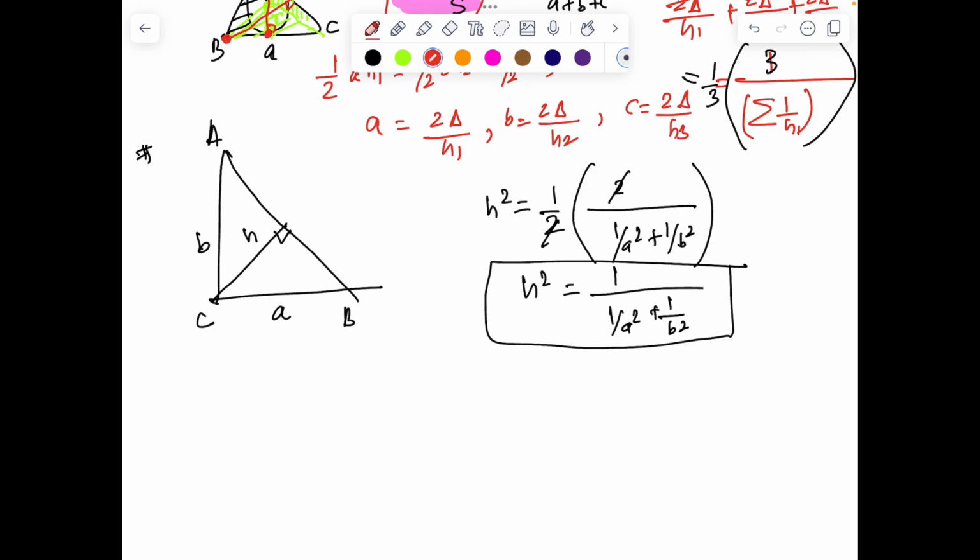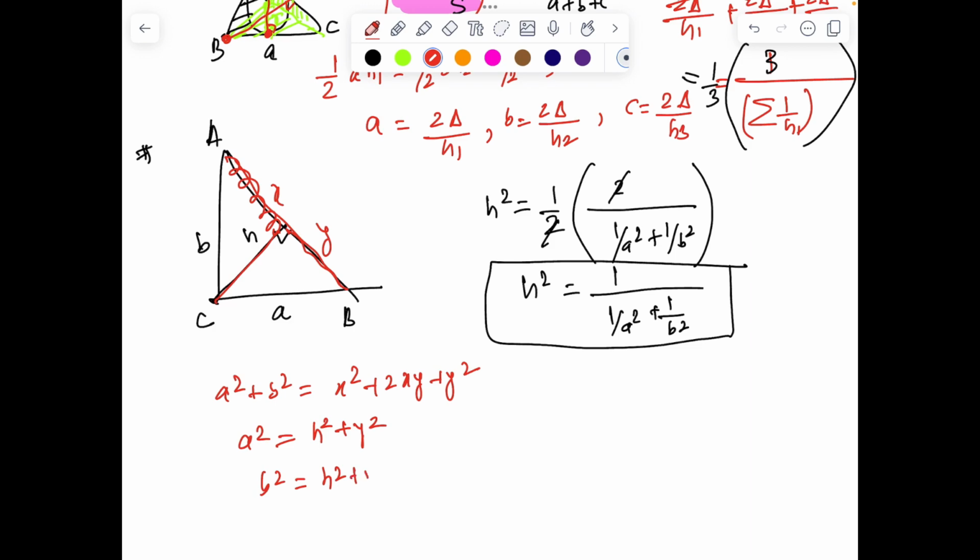For example, suppose if I directly use a basic idea, so let's call this length x and this length y. So now we have the relation a square plus b square is x square plus 2xy plus y square by Pythagoras, which is x plus y whole square. और a square का वैल्यू इस ट्रायंगल से मुझे पता है, a square will be h square plus y square. Similarly b square is h square plus x square. तो अब तीनों को अगर मैं देखूँगा तो immediately it follows.